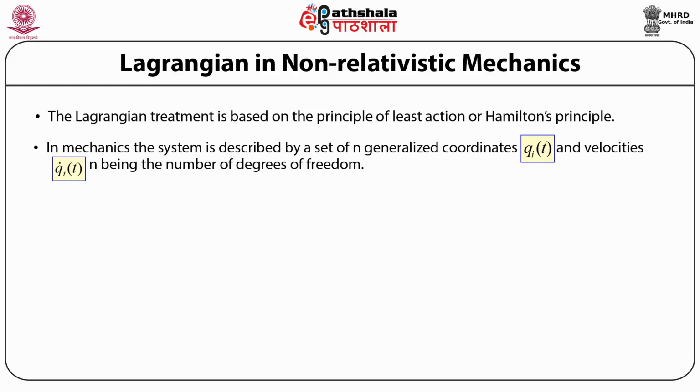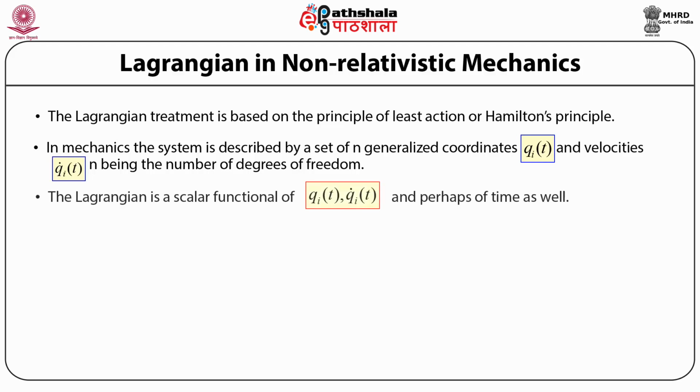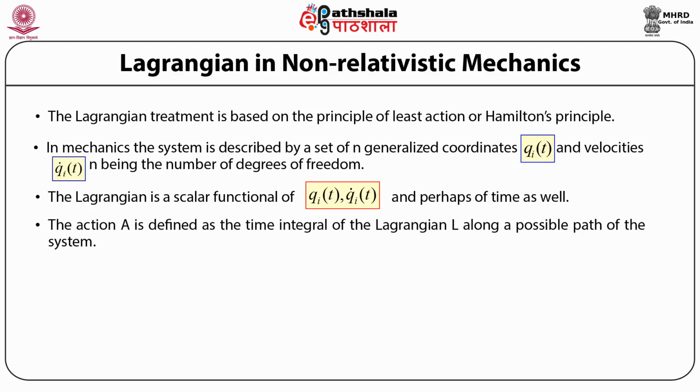In non-relativistic mechanics, the system is described by a set of n generalized coordinates q_i(t) and velocities q_i dot(t), n being the number of degrees of freedom. The Lagrangian is a scalar function of q_i(t) and q_i dot(t), and perhaps of time as well. The action A is defined as the time integral of the Lagrangian L along a possible path of the system.